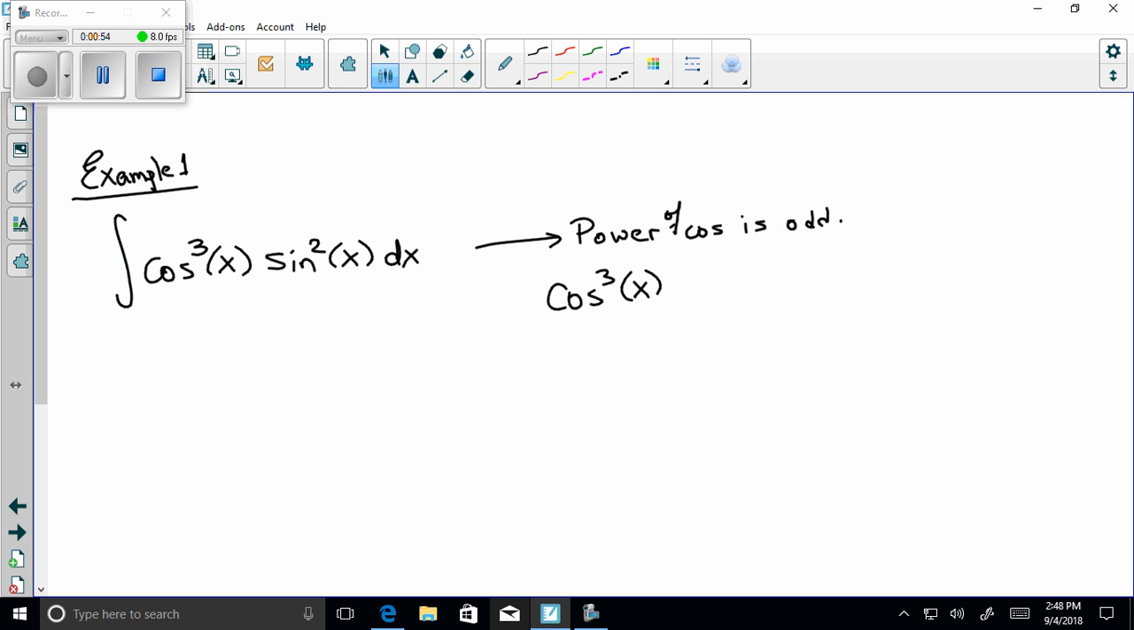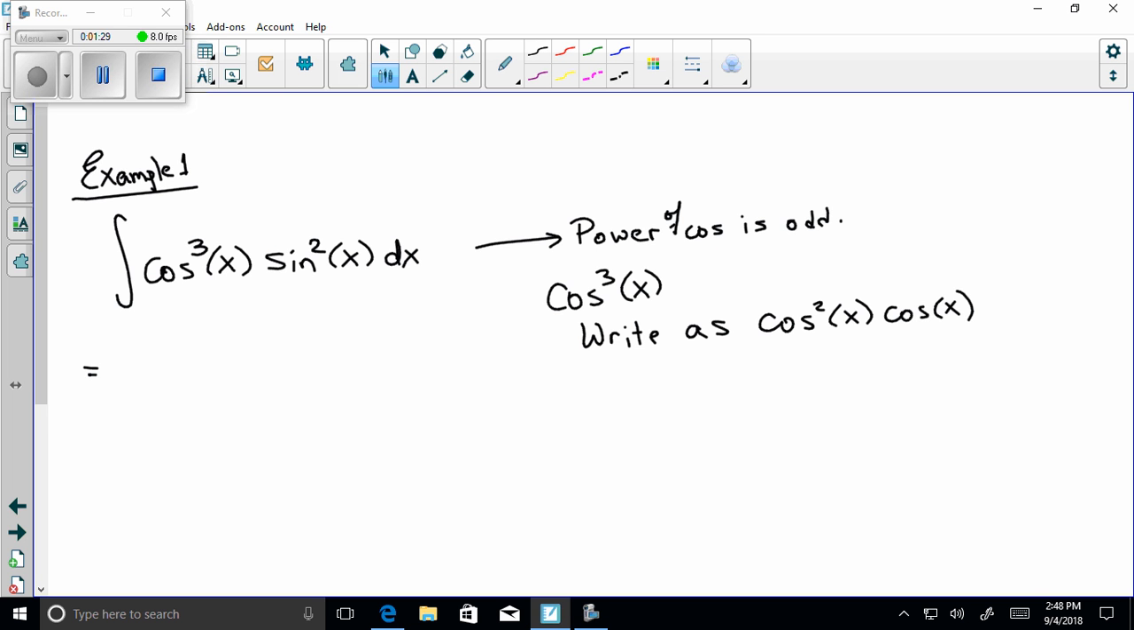Now, separate it like this. Write as cosine squared x, cosine of x. Right? So I'm just separating it out. I'm saying, well, cosine cubed is the same as cosine squared x times cosine of x. Is that true? Right? Because remember, methods of integration is just taking something that you're given, manipulating it to look like something that you know. Okay, so that's all we're doing there.